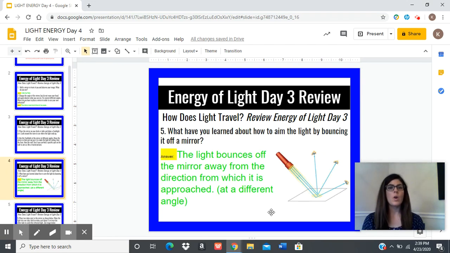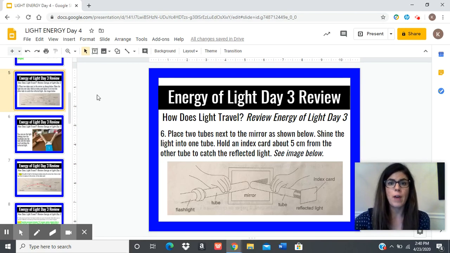Number 5 asked, what have you learned about how to aim the light by bouncing it off a mirror? The answer is the light bounces off the mirror away from the direction from which it is approached at a different angle. So here is an image that shows a flashlight hitting a mirror, and depending on the angle of the flashlight or the angle of the mirror, how the light might bounce off. Step 6 shows you how to set up your flashlight, your tubes, your mirror, and your index card.